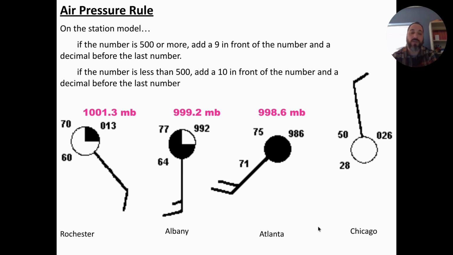Last one over here, we got 026. What are we going to do? Look at that first number. It is less than 5. So I'm going to put a 10 in front of it and then add my decimal to the right spot. I get 1002.6.